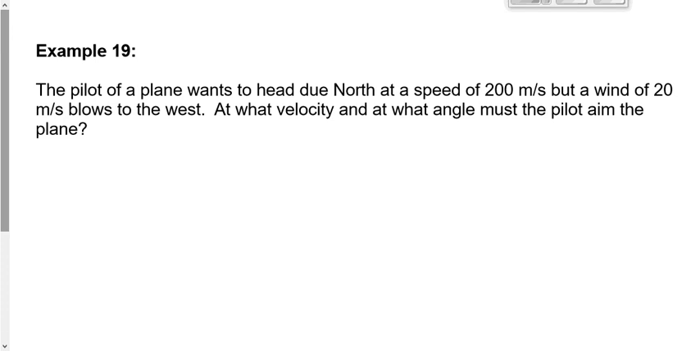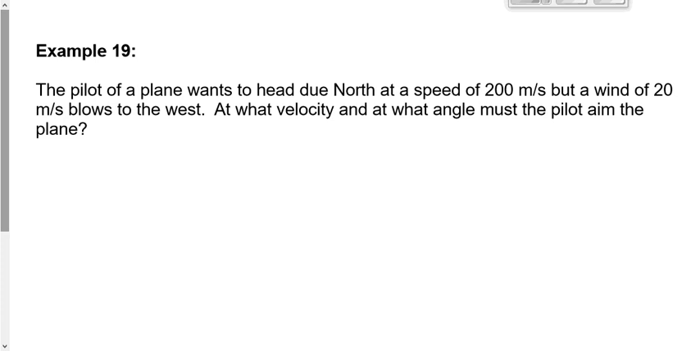Take a look at this example, number 19. It's the third to last example in your unit. It says the pilot of a plane wants to head north. We want to go north. It doesn't say we're going north. It says we want to go north, at a speed of 200 meters per second. But there's a wind of 20 meters per second blowing to the west. Now, what's the velocity and the angle that the pilot must aim the plane?